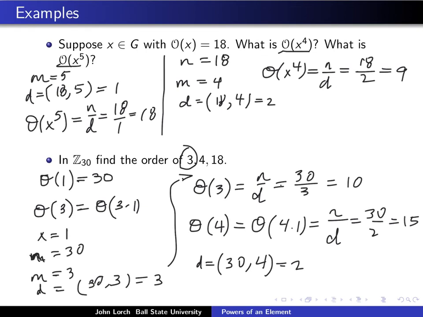Now look, if you don't believe this stuff, what you can do is just take 4 and continually add it to itself in Z30, and you should find that when you do that 15 times, you arrive for the first time at 0.